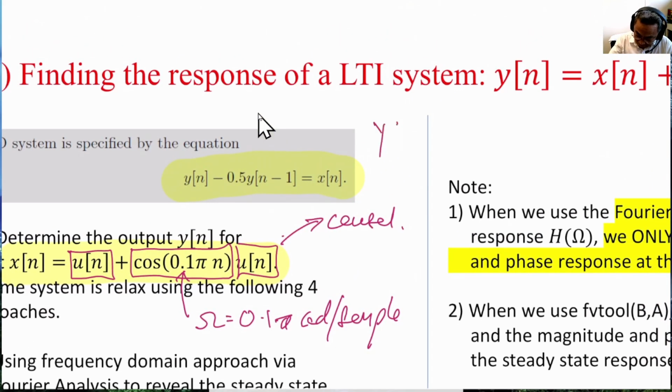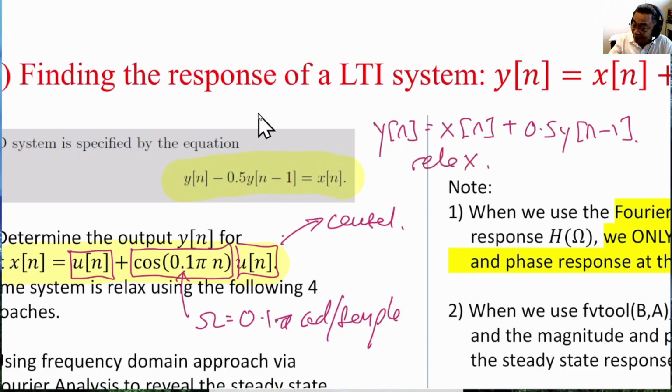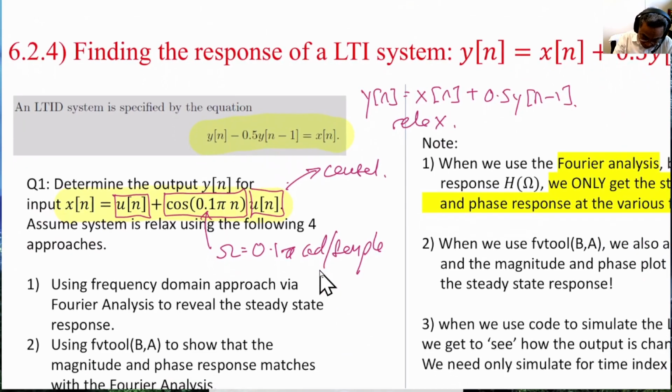So we should actually write it as this if we want to implement this, plus 0.5 y[n-1]. We'll always assume that the system is relaxed. That means at time n equals 0, y[n-1] equals 0, and x[n] is this equation over here. Okay, so the word relaxed is used here. Relaxed basically means that the memory of the system is 0. Here the memory is only this variable.